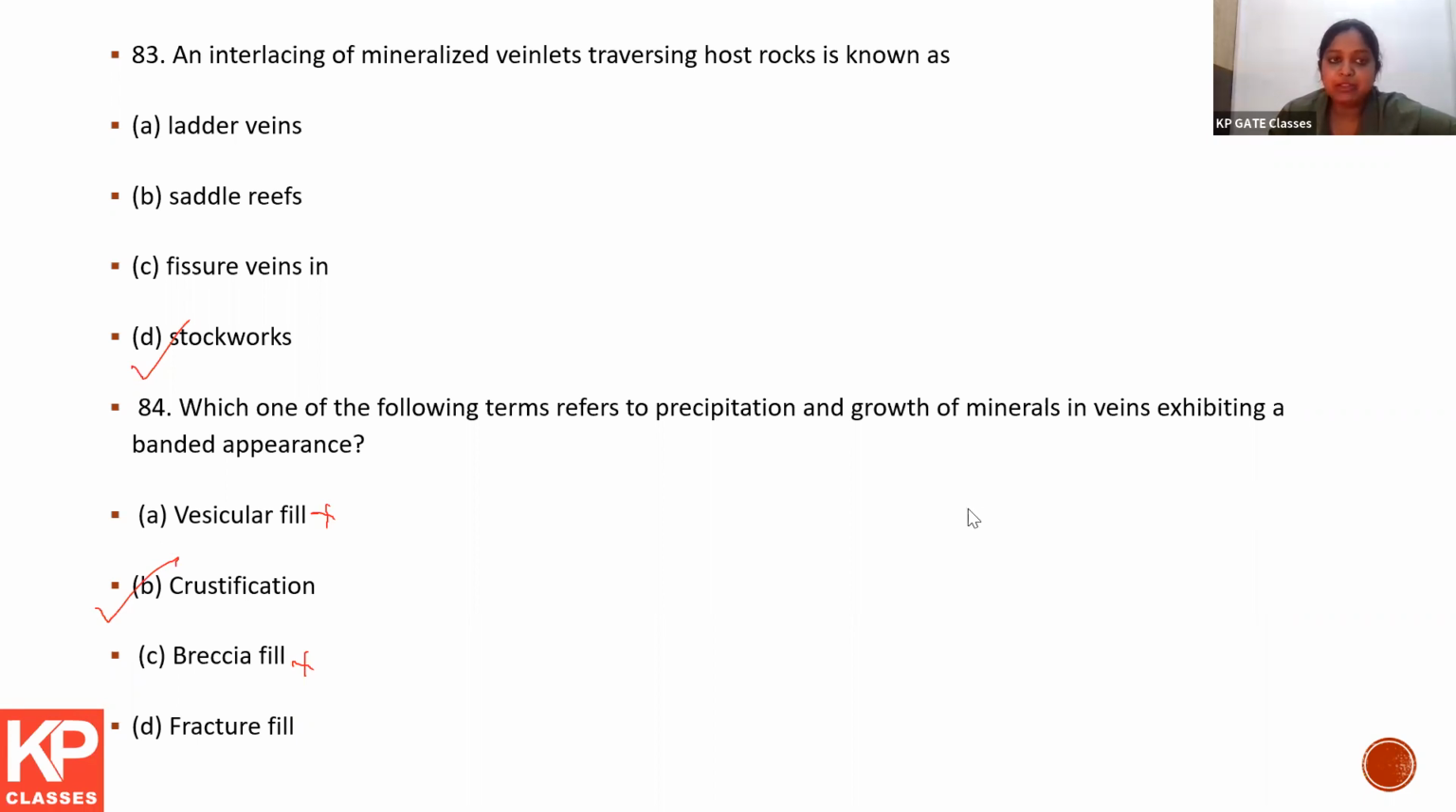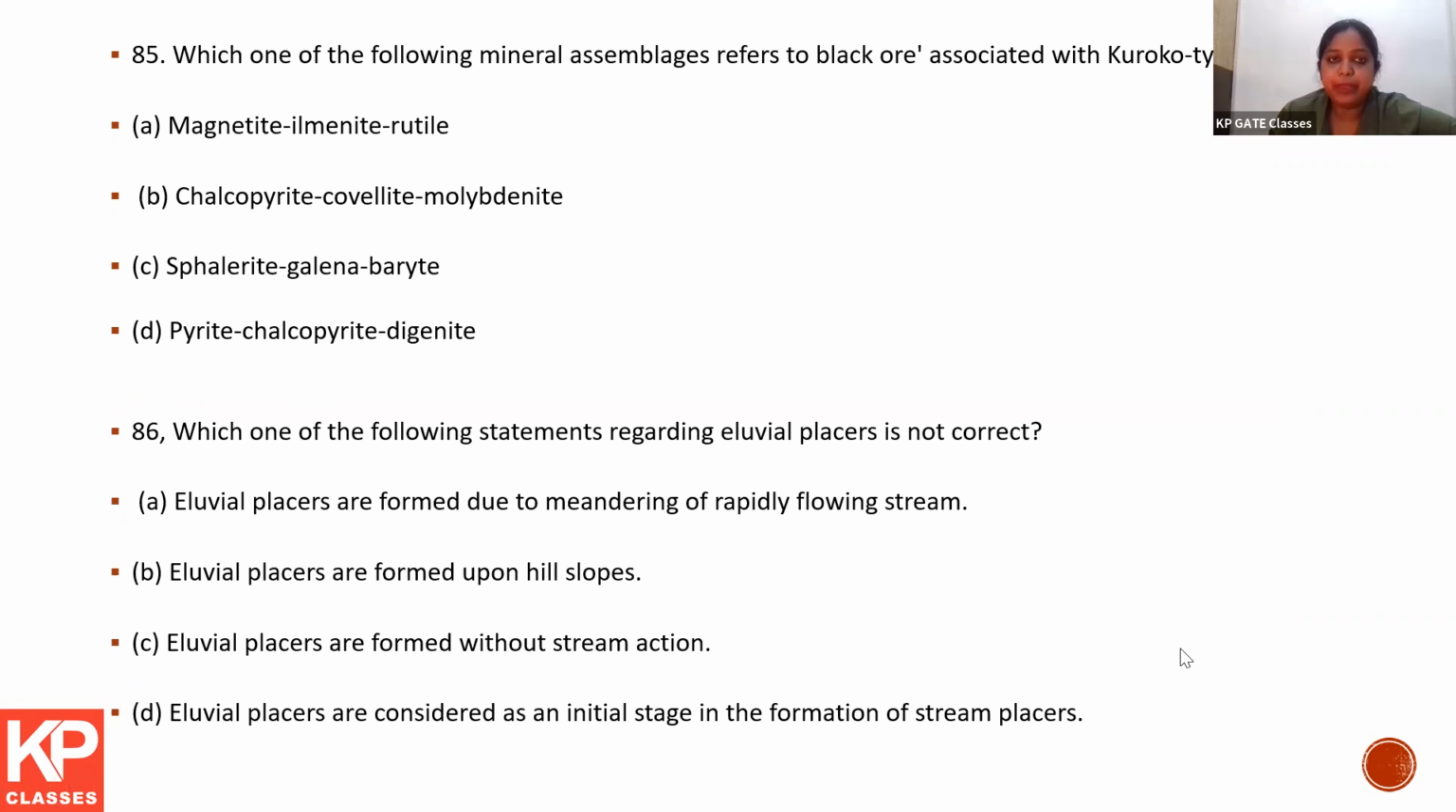Okay. Next one, which one of the following mineral assemblages is associated with Kuroko type deposit? So the answer is sphalerite, galena, and barite. A direct theoretical question.